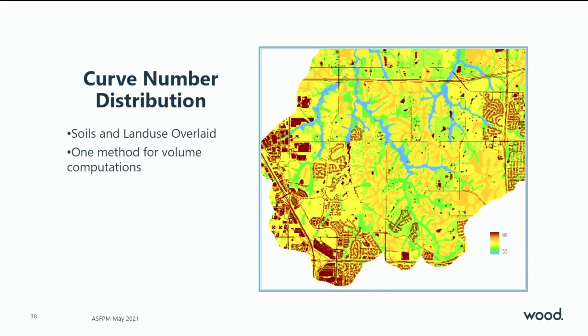When you look at this curve number distribution, you can see how important it is. As you see those darker colors, which is 98, your mesh cell there, water is going to run off almost instantly. As compared to the softer colors, the yellow and the orange, they're going to hang out for a little while because those soils have permeability.